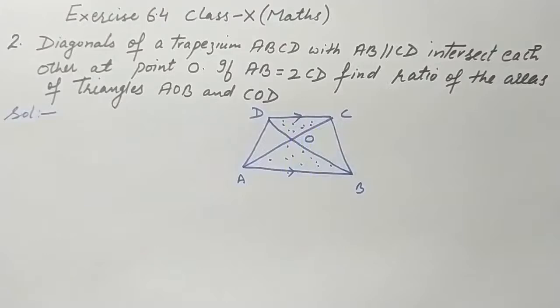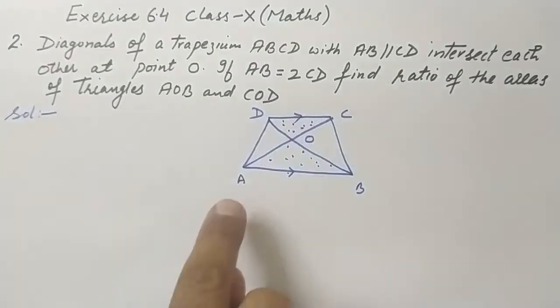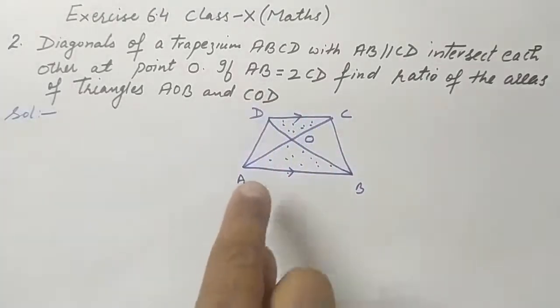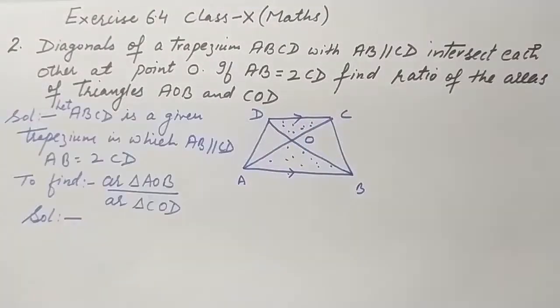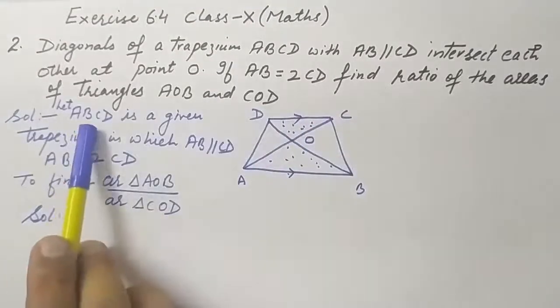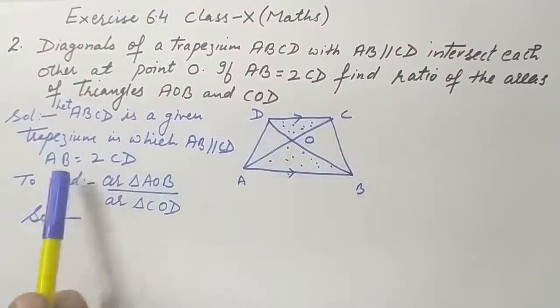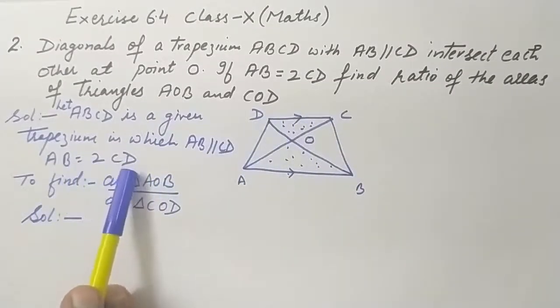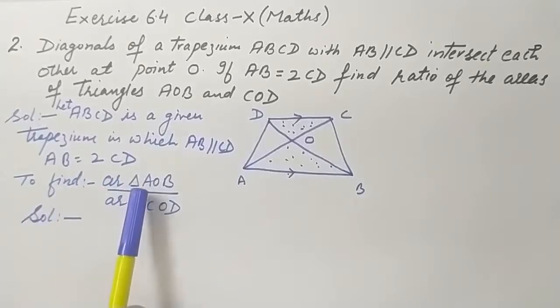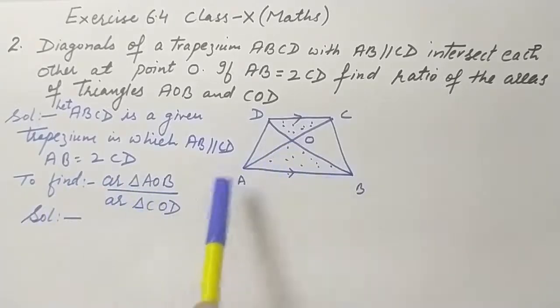So let's start how to do it. First of all, we'll write the given: ABCD is a trapezium in which AB is parallel to CD and AB is double of CD. Now we need to find out the area of AOB over the area of COD.